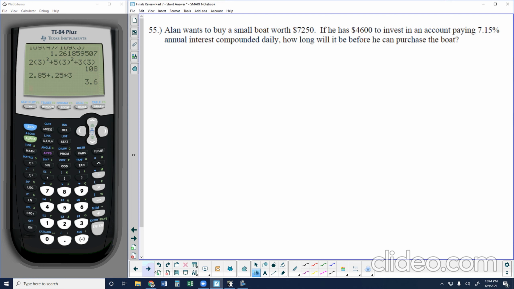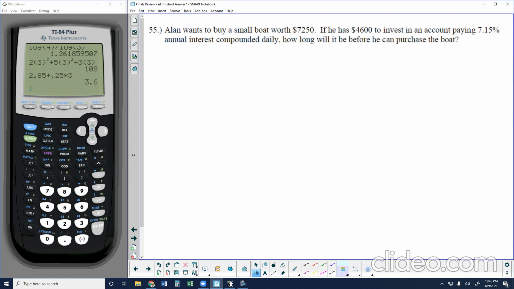Let's take a look at one more problem. In problem number 55, it says Alan wants to buy a small boat worth $7,250. If he has $4,600 to invest in an account paying 7.15% annual interest compounded daily, how long will it be before he can purchase the boat?